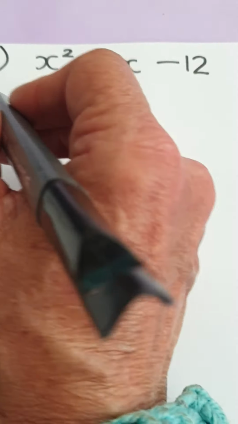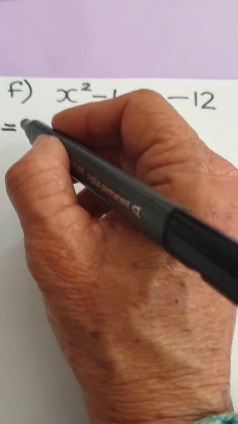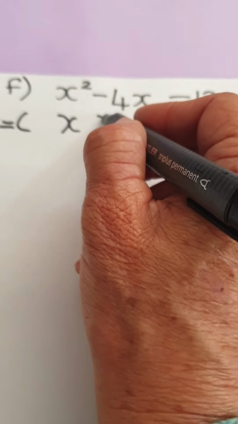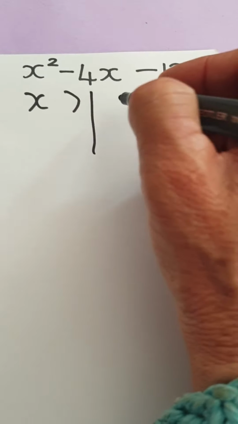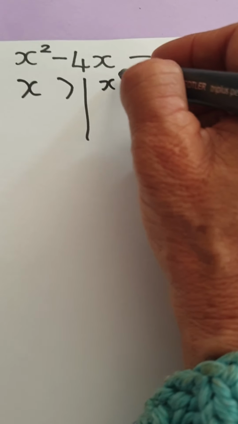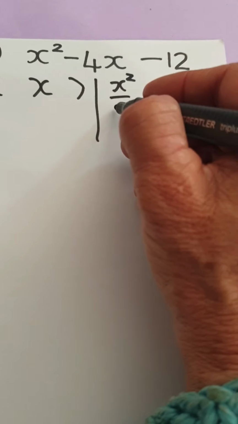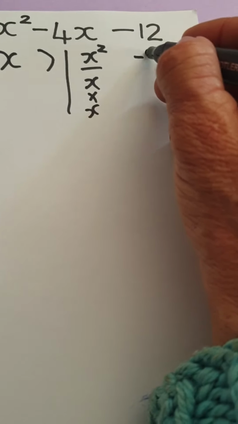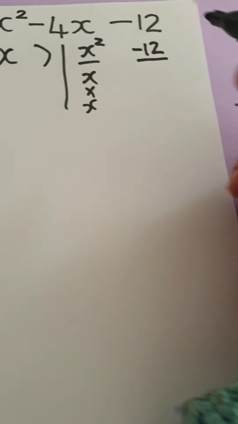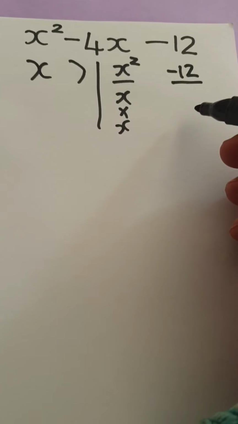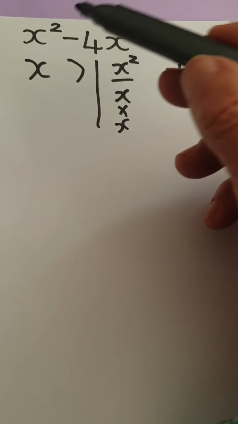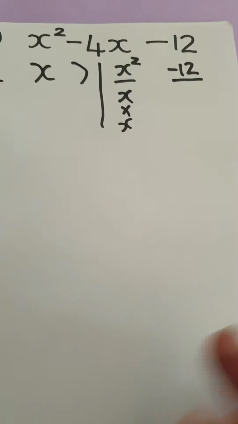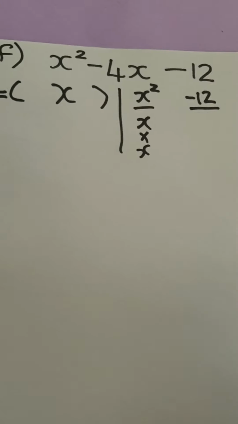Last one for today is almost the same thing again. So we're going to see how quick we can do this. We have a bracket times a bracket. And I'm going to look at factors of my first term, which is factors of x squared, which is going to be x times x. But then factors of negative 12, which when I multiply will give me negative 12, but when I add will give me negative 4.